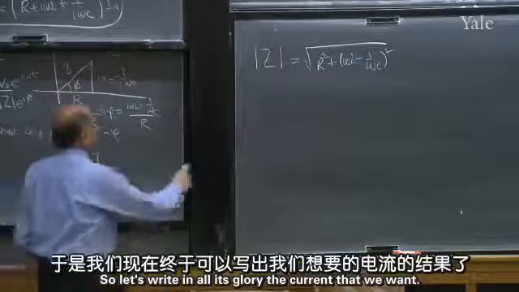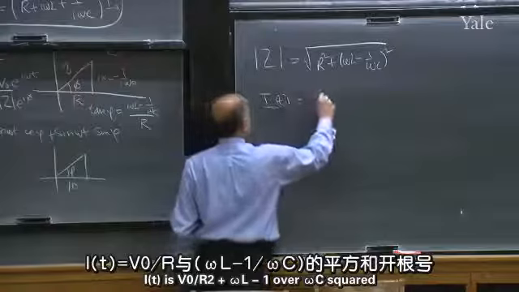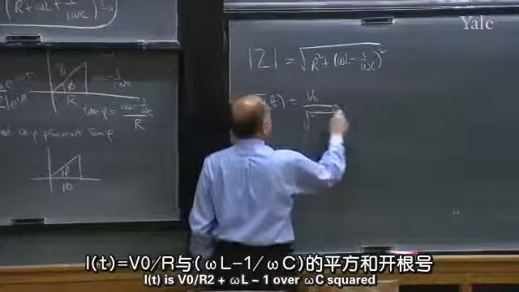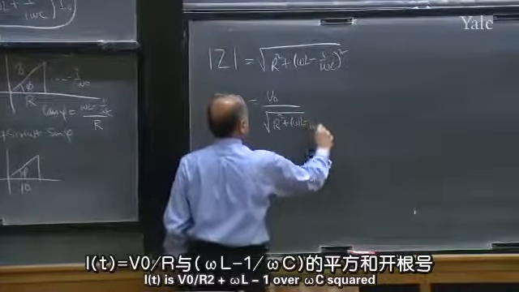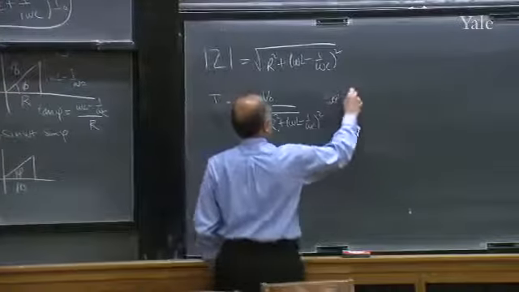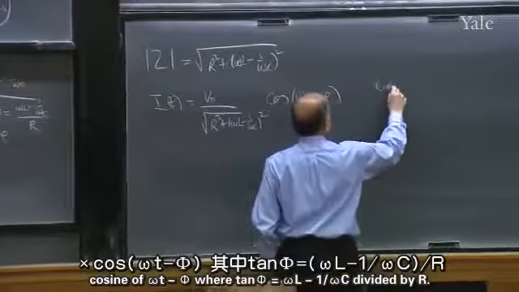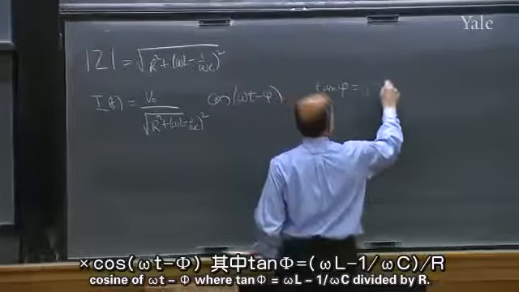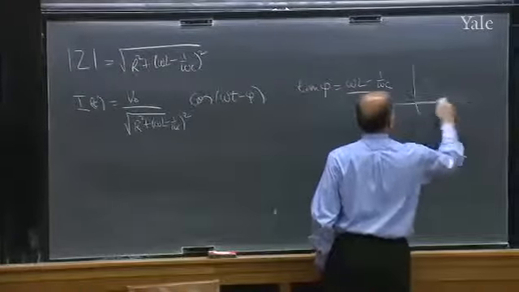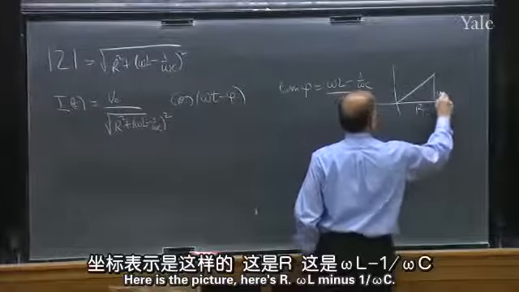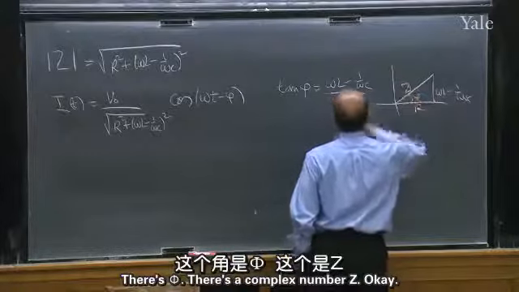So let's write in all its glory the current that we want. I of t is V0 over the square root of R squared plus omega L minus 1 over omega C squared, times cosine of omega t minus phi, where tan phi is equal to omega L minus 1 over omega C divided by R. So here's the picture. Here is R. Here is omega L minus 1 over omega C. This is phi. This is the complex number Z.